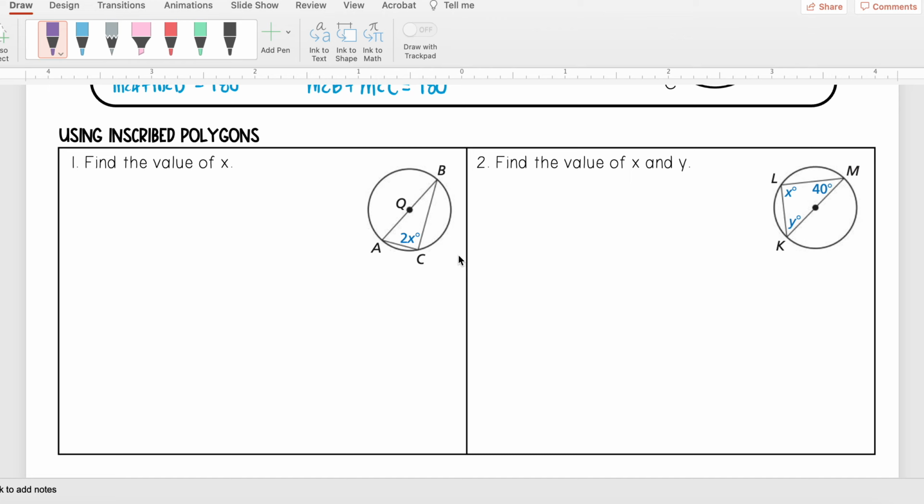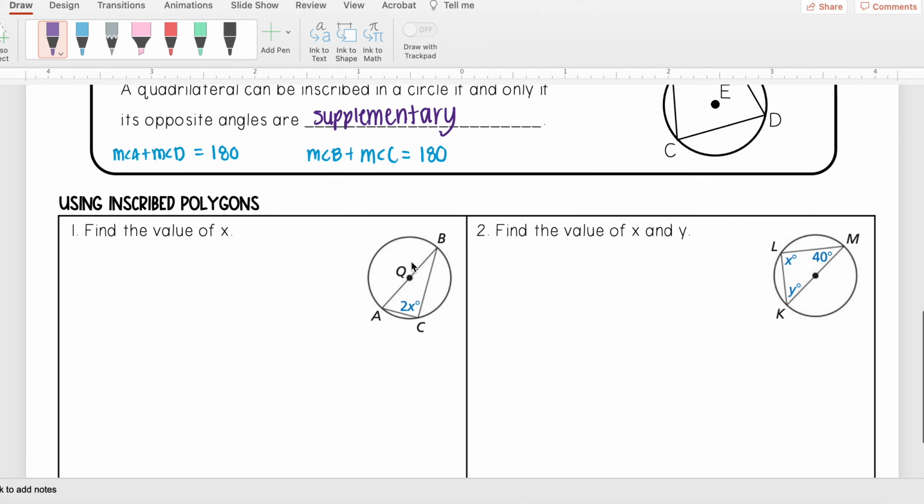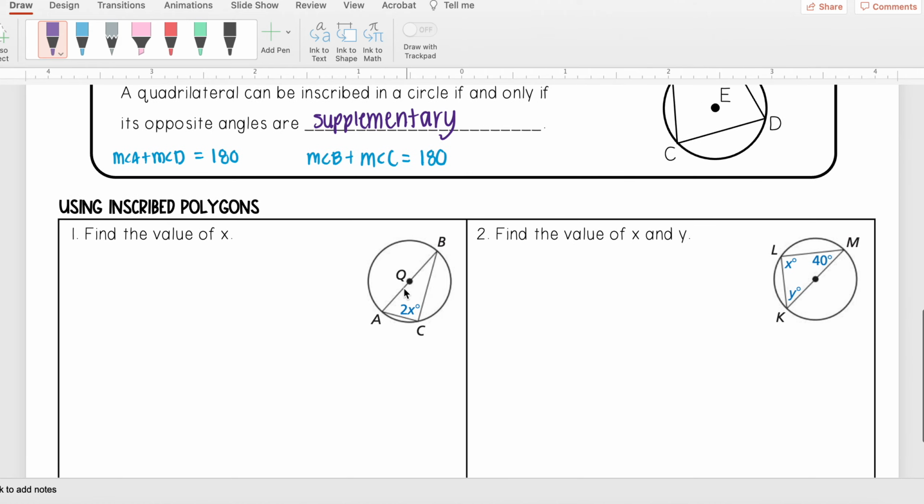In this video, we're going to be looking at using inscribed polygons, using our two theorems that we just learned about. So for number one, I want to find the value of x. And so here I see I do have a triangle that is inscribed in this circle. And I notice that my side AB is the diameter.